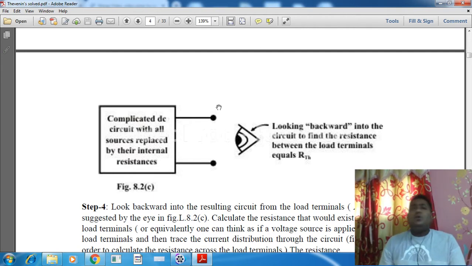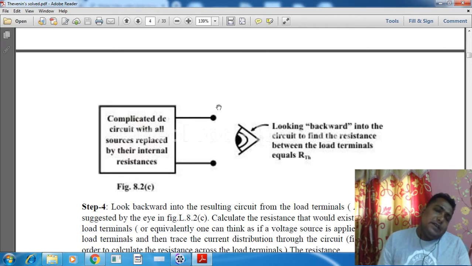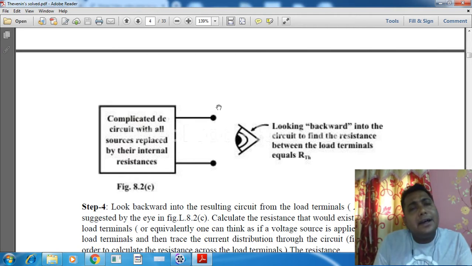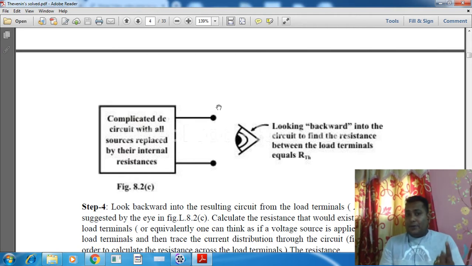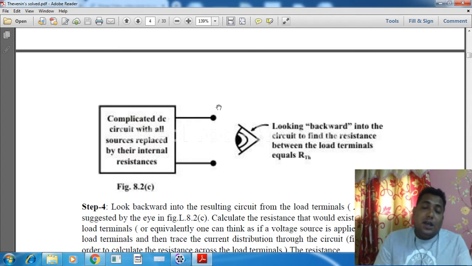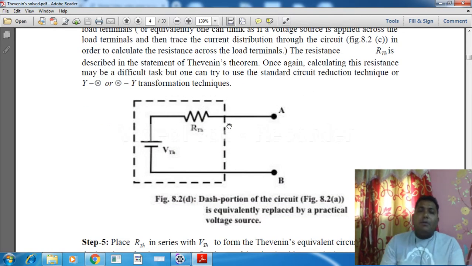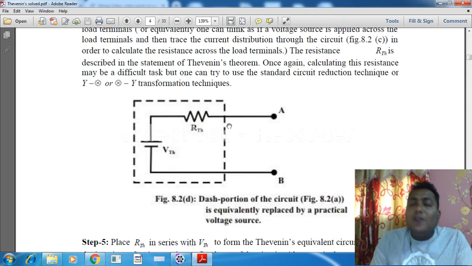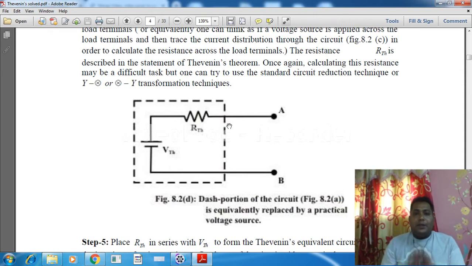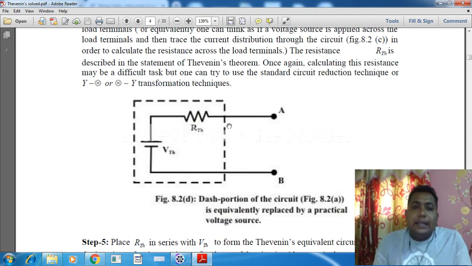At the end, after viewing this circuit from this open terminal, we will get an equivalent resistance. So in the first step we got VTH, the equivalent voltage. In the second step, we got the equivalent resistance, and after that our equivalent circuit is like this. We have reduced the whole circuit this way.